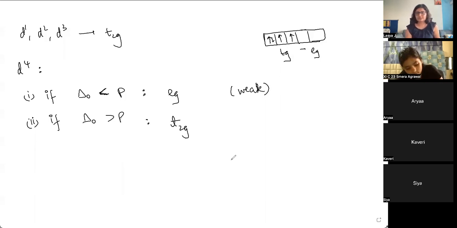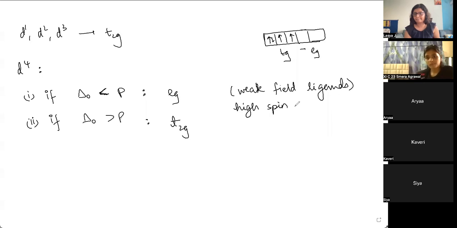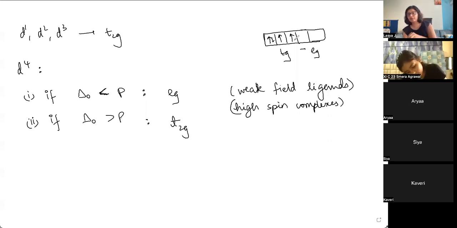Okay, so let's write it properly. This will take place in the case of weak field ligands, and you will end up with high spin complexes. High spin because of more unpaired electrons. So plus half, plus half, plus half, plus half, the spin just adds up.